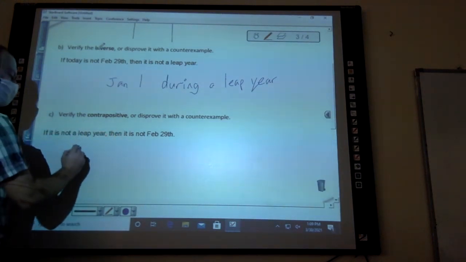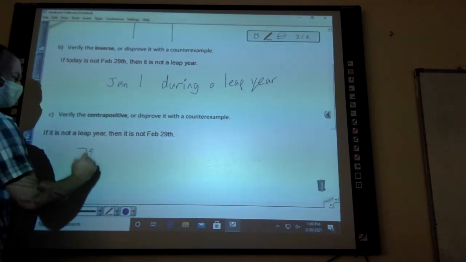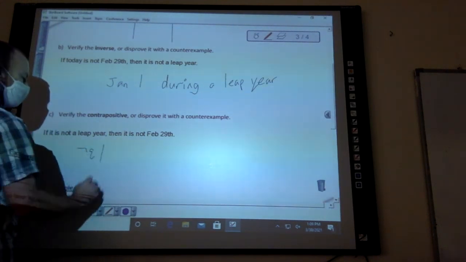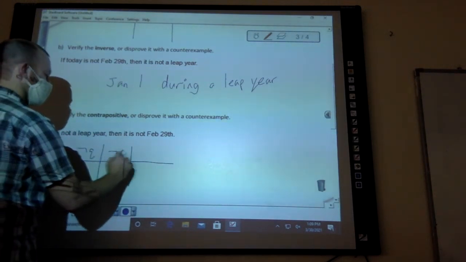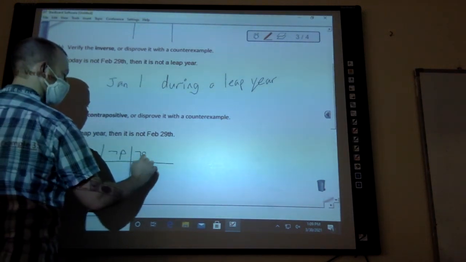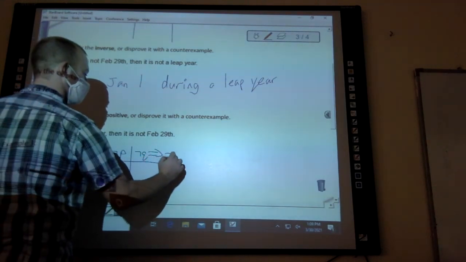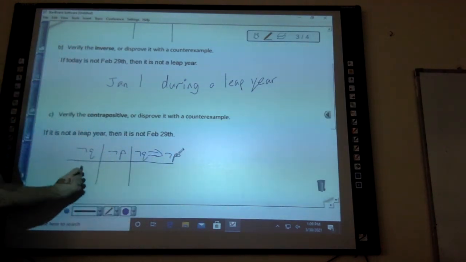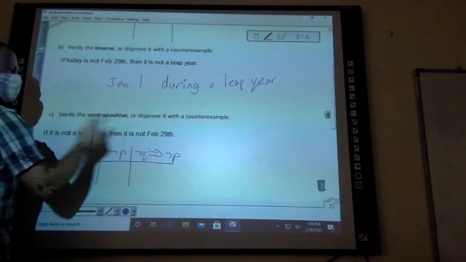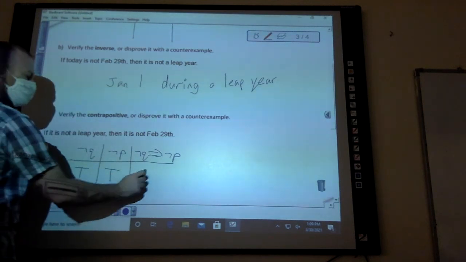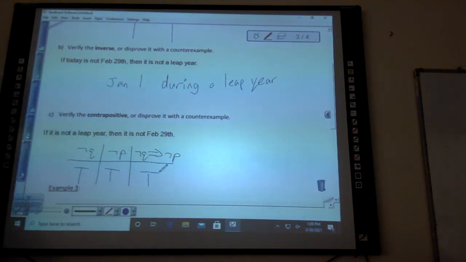So this one's true. And this is saying not Q implies not P, if we made a truth table here. So if this statement's true, it's not a leap year, this statement has to be true. There's no other option. So this overall table would be true.